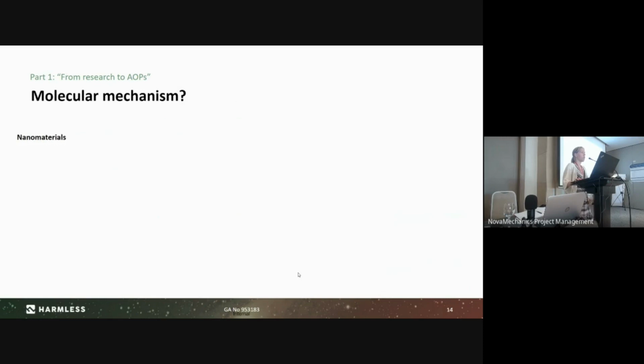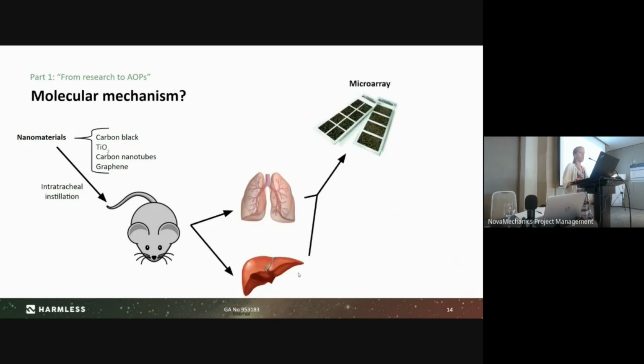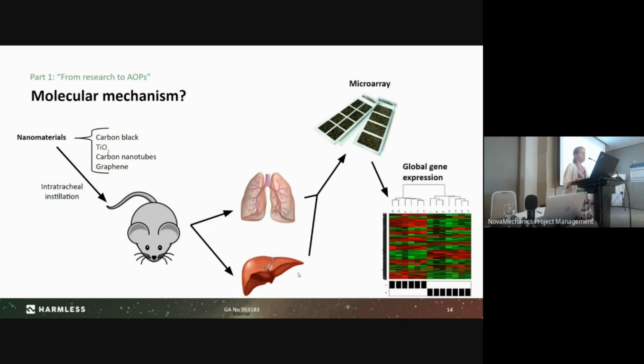So what we did was we took nanomaterial. We used carbon black, titanium dioxide, carbon nanotubes, and graphene oxide, and we instilled mice with these nanomaterials. We then took out the lungs and the livers, and we did microarray on these tissues, and we investigated the global gene expression. We also took out blood to investigate the blood plasma levels.